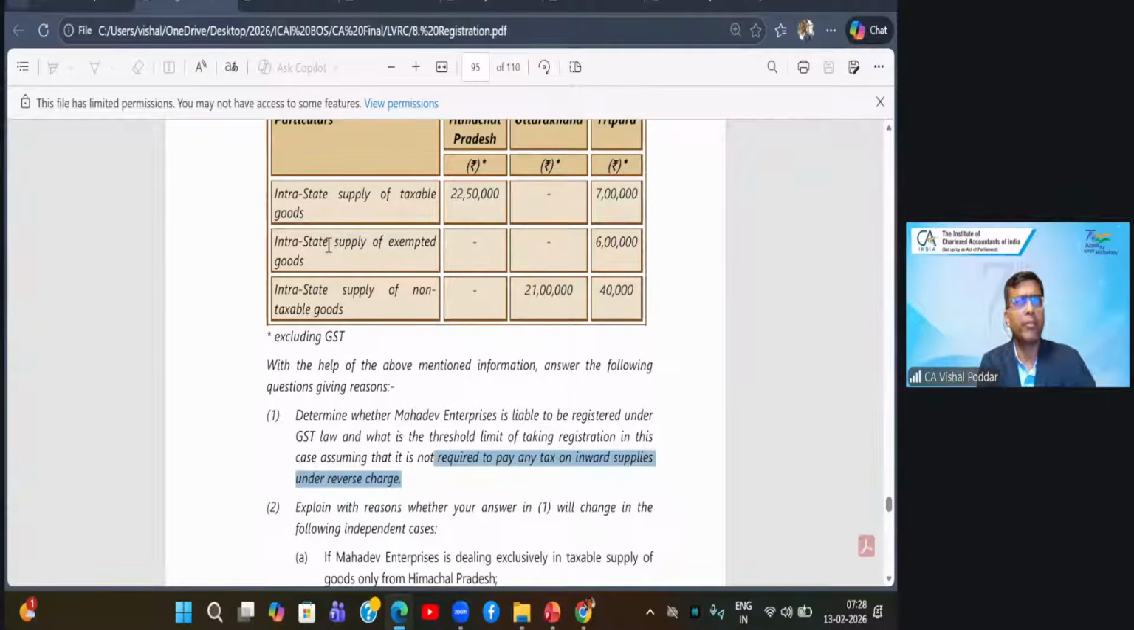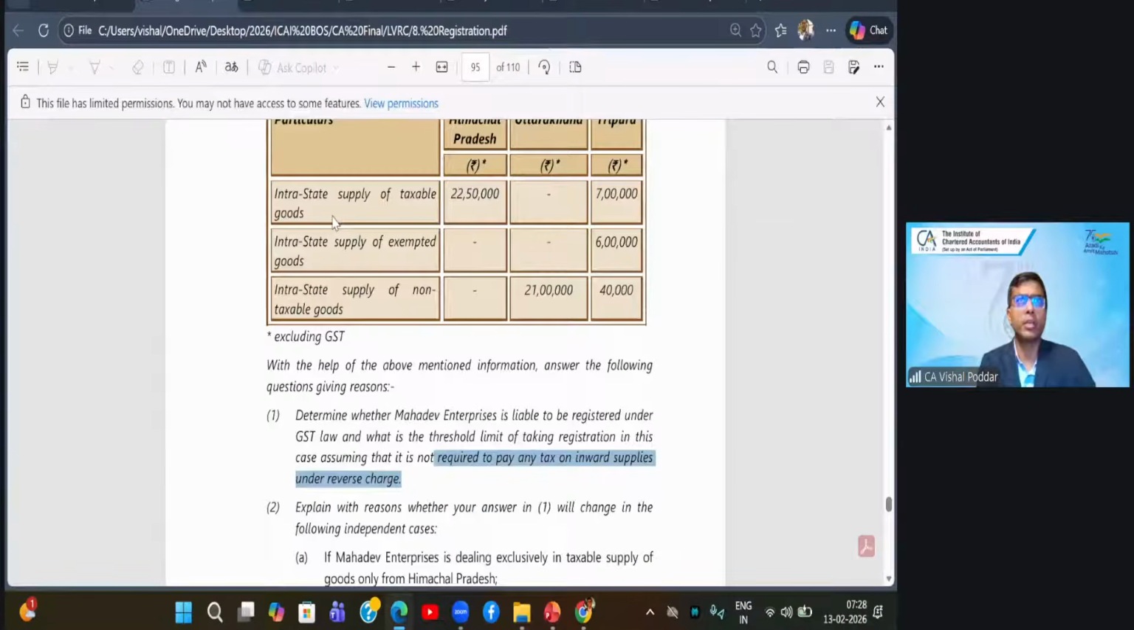And remember one thing, whenever we are talking about section 24, liability for registration, in that case, there is no, I repeat, there is no turnover criteria. Then even for 1 rupee transaction, you have to register. So fortunately, we are not having interstate supply of goods also. So in short, section 24 is not getting triggered. This is our first point.